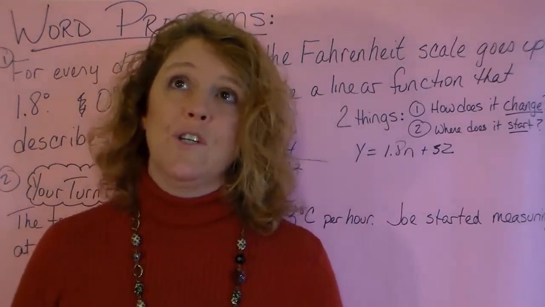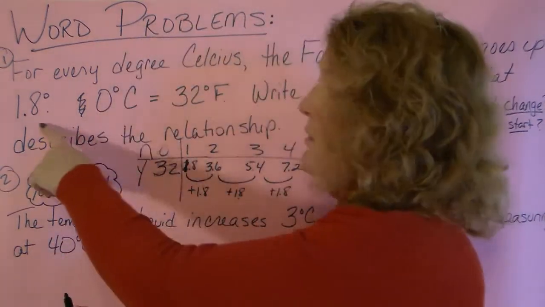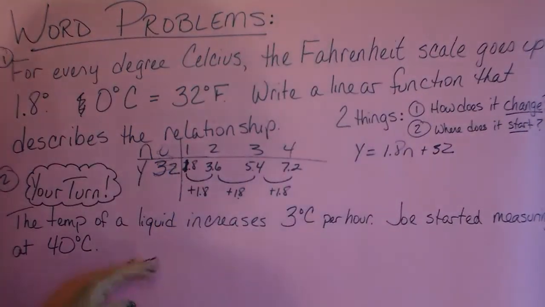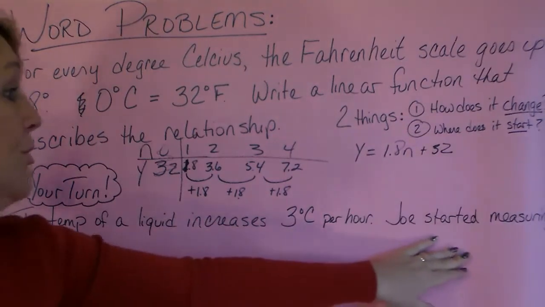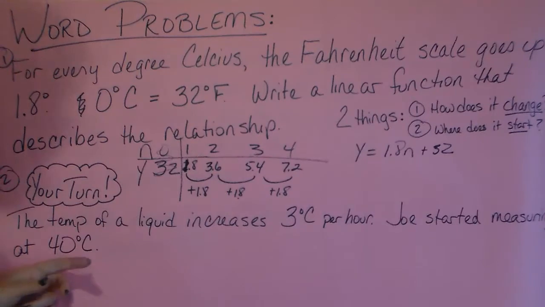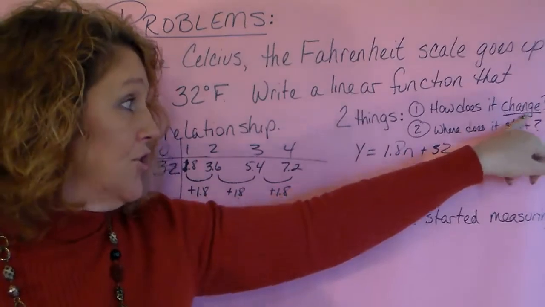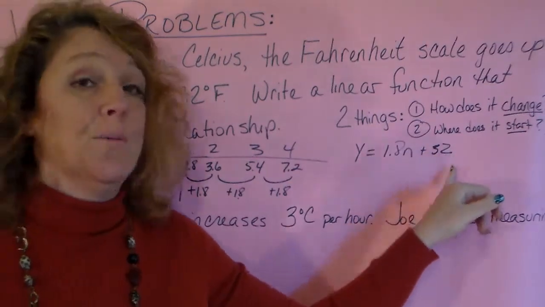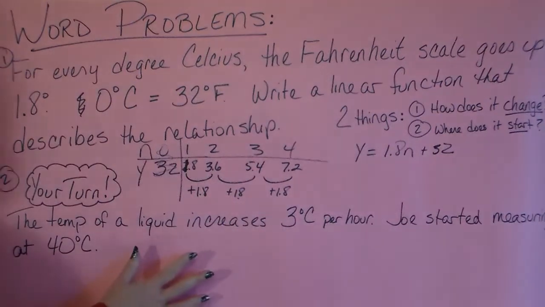So before, we started with the number pattern, and we had to figure out the addition. Here they told us the addition, and we had to figure out the number pattern. Okay? So, your turn. The temperature of a liquid increases 3 degrees Celsius per hour. Joe started measuring at 40 degrees Celsius. So your job is to tell me how does it change, because that's going to be the number before n, and where does it start, and that's going to be your plus or minus. So push pause and see if you can come up with the linear function for this word problem.